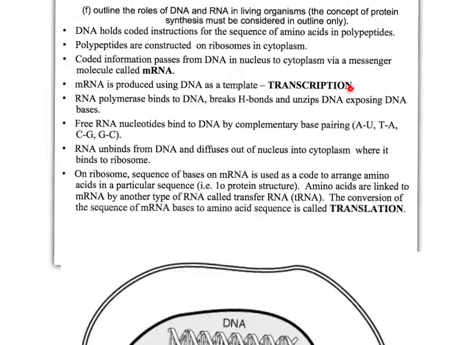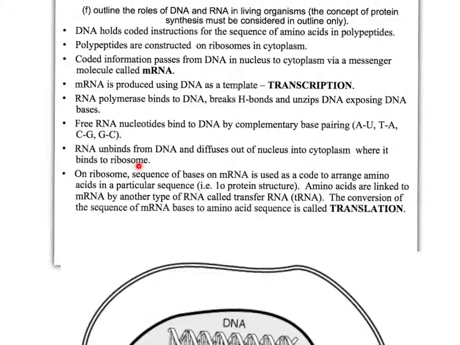And the details of how that happens: an enzyme called RNA polymerase binds to the DNA, breaks the hydrogen bonds, unzips the DNA, exposing the DNA bases, and then free RNA nucleotides bind to the DNA by complementary base pairing. Remember, the complementary base pairing is slightly different. A base pairs with U, T base pairs with A, C with G, and G with C. The RNA unbinds from the DNA and diffuses out of the nucleus into the cytoplasm, where it then binds with the ribosome.